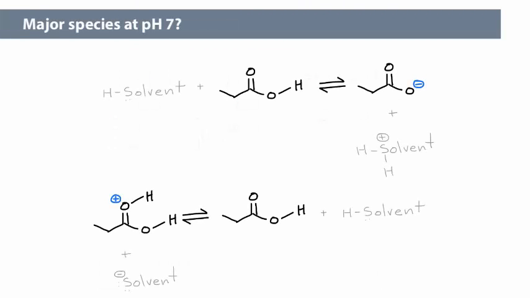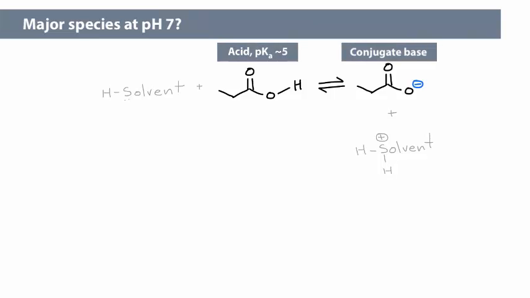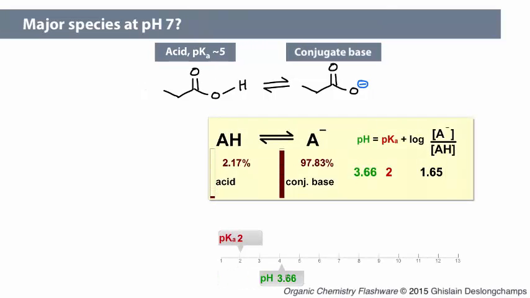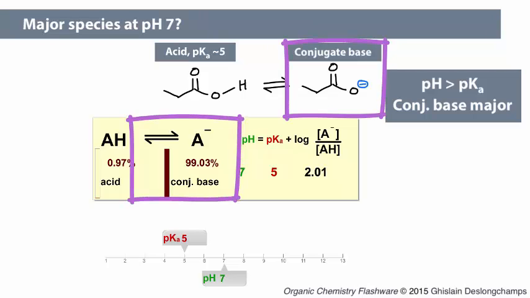Now let's get back to our example. In the first equilibrium, the carboxylic acid has the role of an acid. Its pKa value is approximately 5. We return to the simulation and adjust the sliders to reflect our data: pH of 7 and pKa value of 5. Because the pH of the solution is greater than the pKa value of the acid, the conjugate base form is the major one at equilibrium.